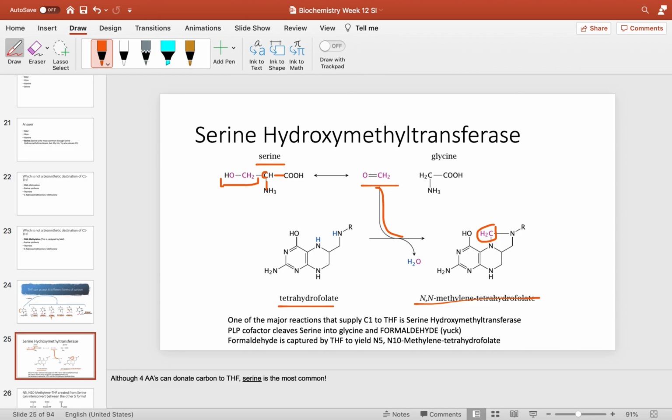And this is now sort of the C1 THF form. It's the THF with the carbon. But what happens to serine? Well, it loses this carbon and oxygen, so all you're left with is a hydrogen. So that's going to make it glycine. So now, as a byproduct of serine giving up its carbon to THF, glycine will be formed. And the cofactor for this reaction is PLP.